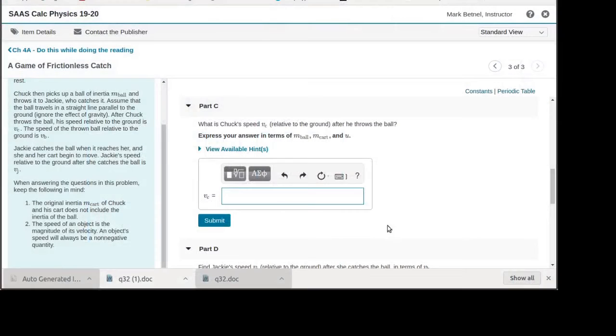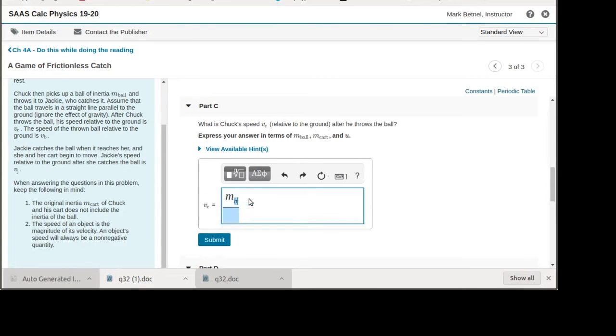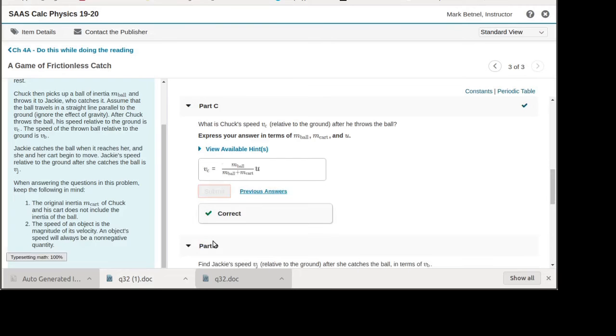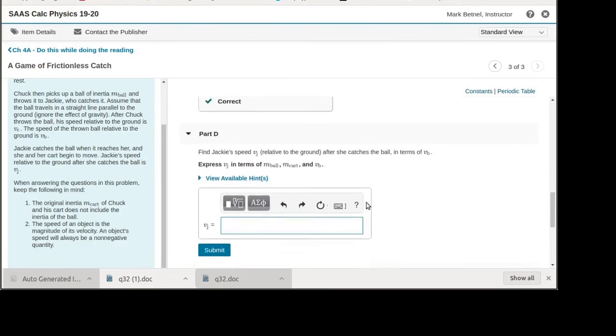So I go back over to here and say fraction m ball divided by m ball plus m cart times u, and submit it. There we go.